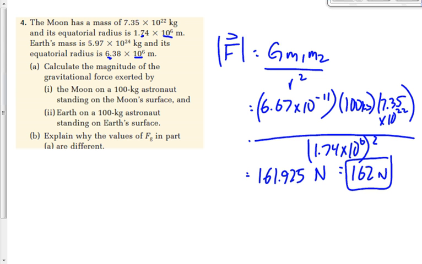Okay, let's get the force of gravity on the 100 kilogram astronaut on the Earth. We can use the same equation, G m1 m2 over r squared. Technically, we could use F is equal to m times g here as well and assume that g is 9.81 meters per second squared. That would be okay here. I would accept that. But since we've got this equation out, might as well use it.